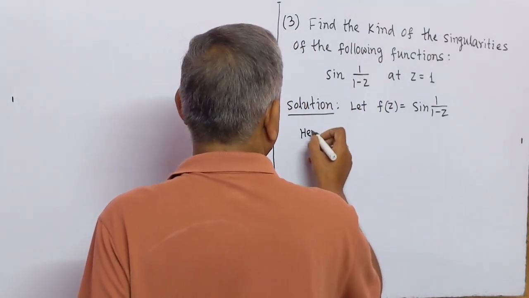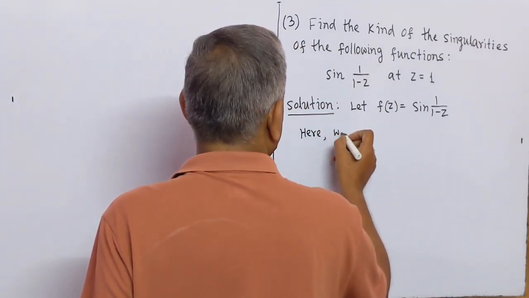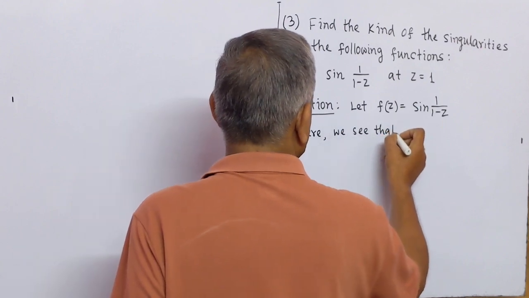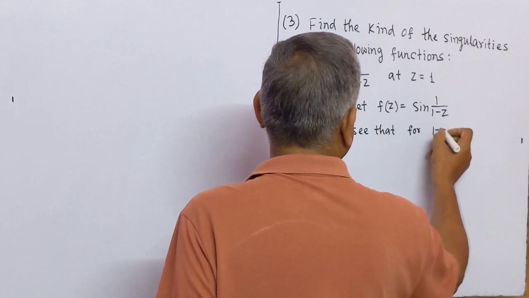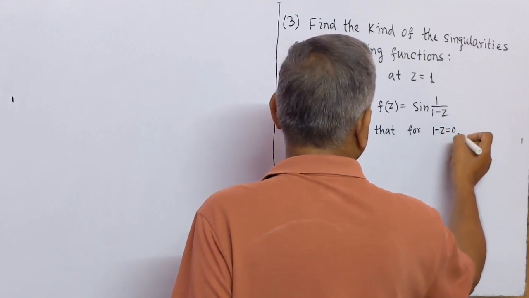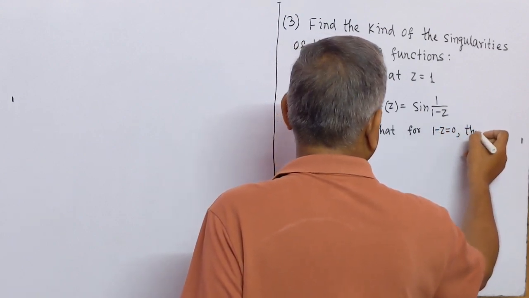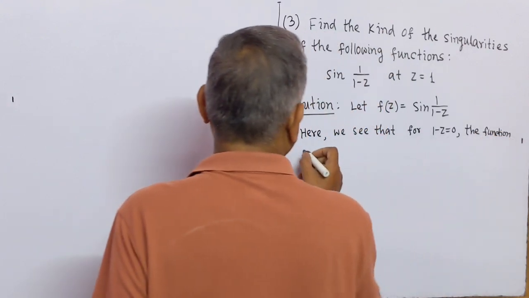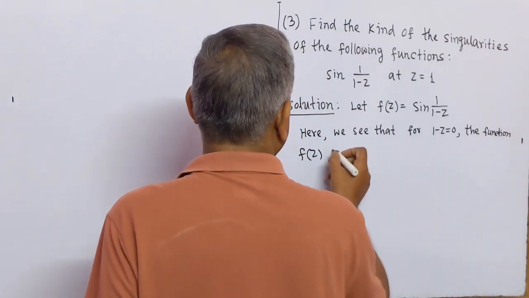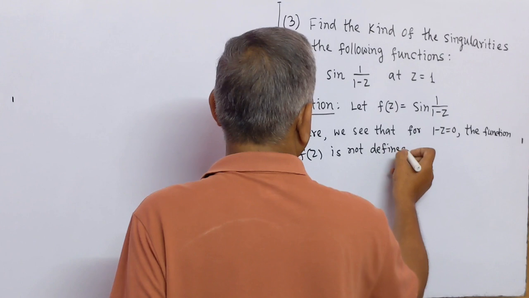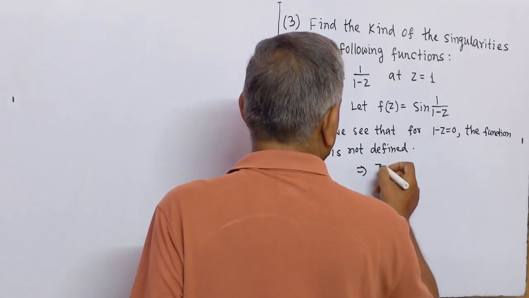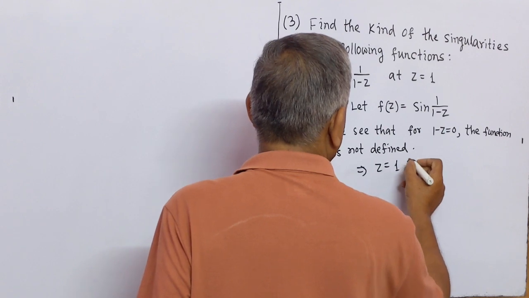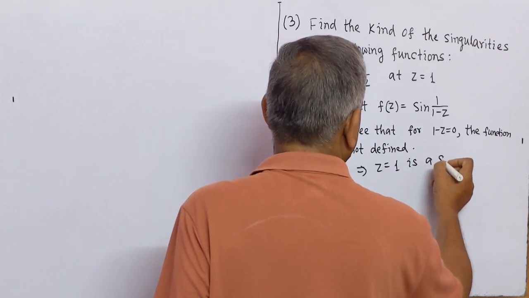Here we see that for 1 minus z equal to 0, the function f(z) is not defined, implies that z equal to 1 is a singular point.